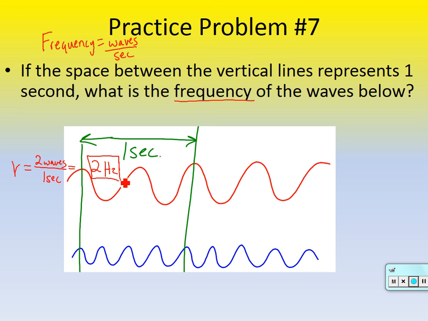Okay, try the bottom one. See if you can get the bottom one on your own. How many waves there, guys? There's 4 waves in how many seconds? 1 second. So what's our frequency? 4 hertz.